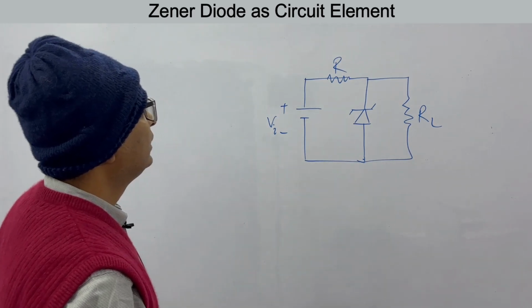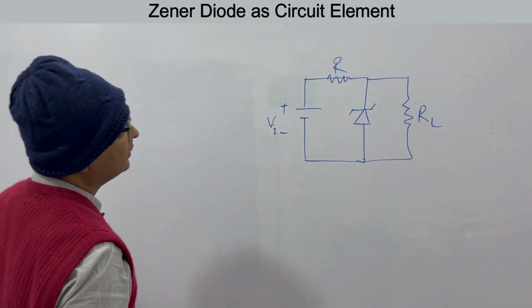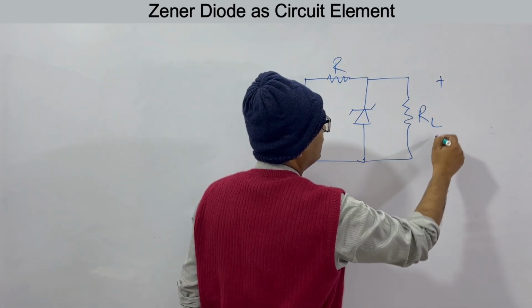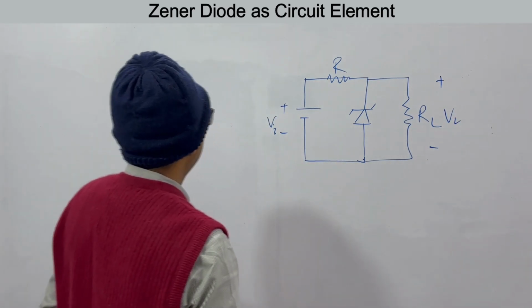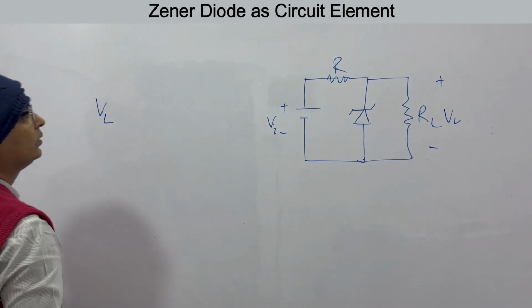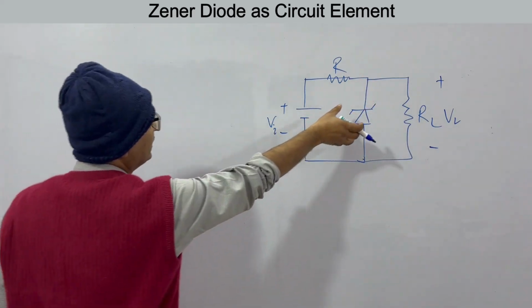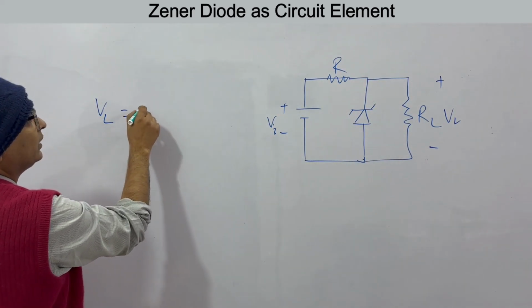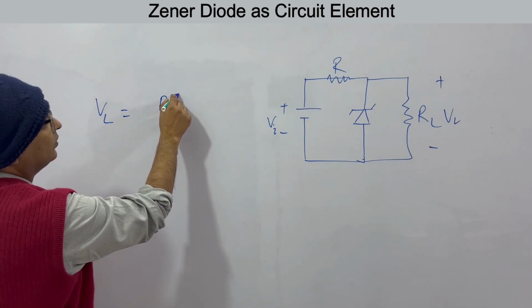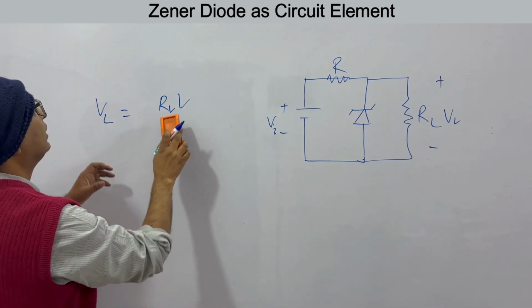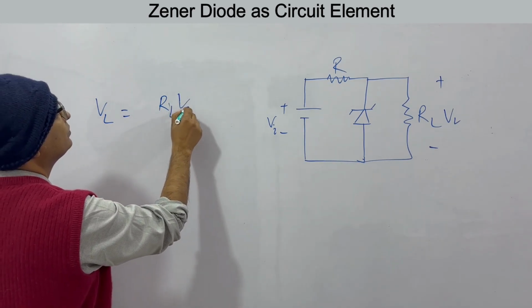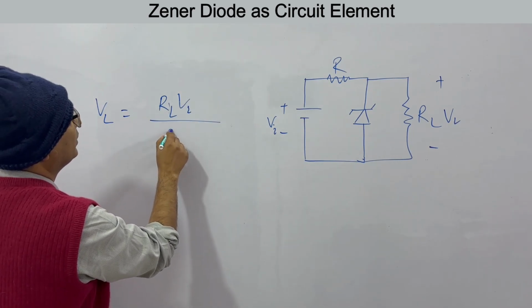Now, what is the voltage across this load? Let's say this is VL. What will be VL? You know, this is a series circuit. When we have taken the diode out, VL will be equal to RL Vi by RL plus R.